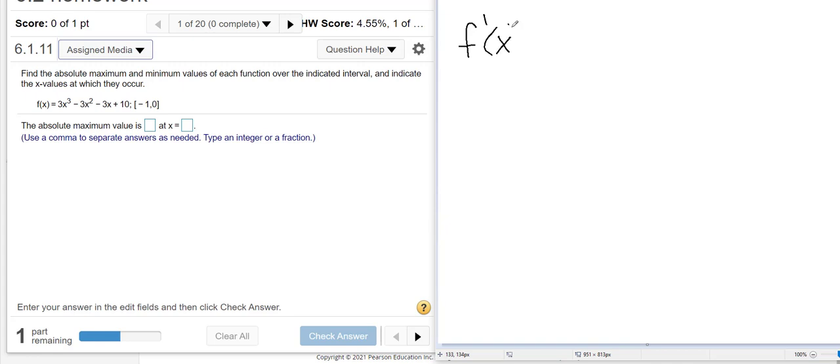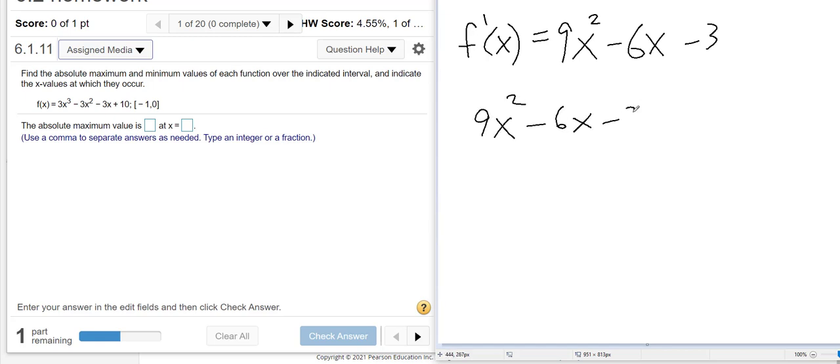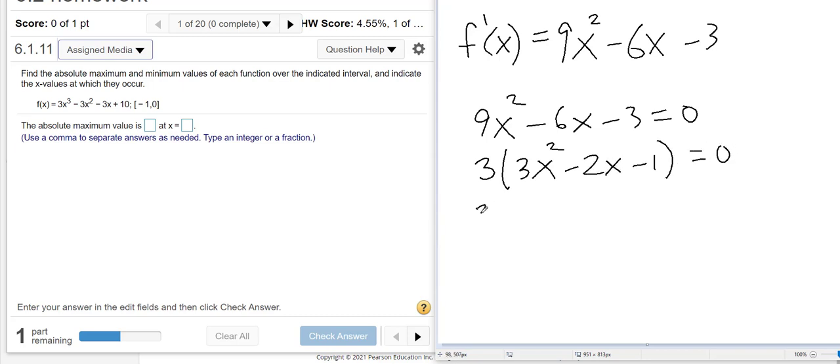So for this first function, f prime of x is 9x squared minus 6x minus 3. So it's never undefined. It exists everywhere. It's a nice polynomial curve. I'm going to take 9x squared minus 6x minus 3 and set that equal to 0. I'm going to factor out a 3. It will give me 3x squared minus 2x minus 1 equals 0. That will further factor as 3x and x, and 1 and 1, a minus and a plus.